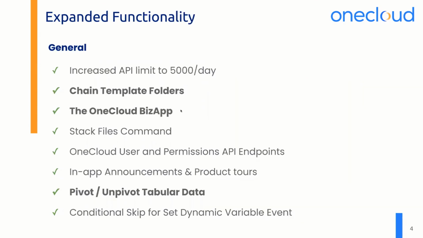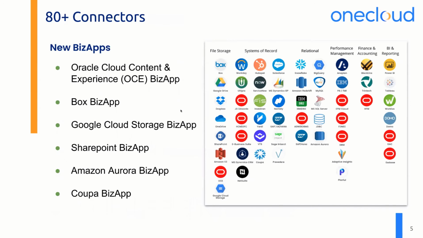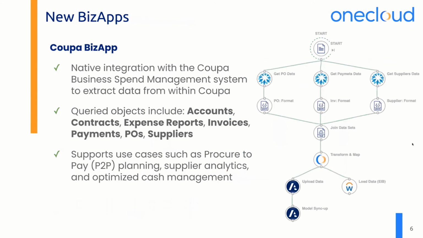Next up, we've added 6 new Biz Apps since our last webinar, as well as expanded the functionality in our existing Biz Apps, which I'll dive into. One of the latest additions to the collection of Biz Apps is the Coupa Biz App. We've seen a growing demand for use cases such as procure-to-pay planning, supplier analytics, and optimized cash management. Coupa has a vast collection of APIs, and as we continue to explore more use cases, we'll be expanding our reach into that API and providing even more commands in the Biz App.